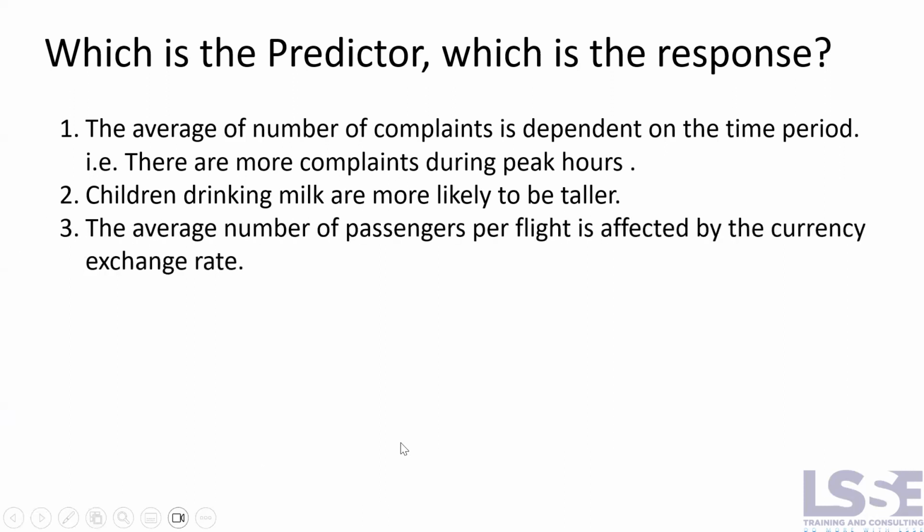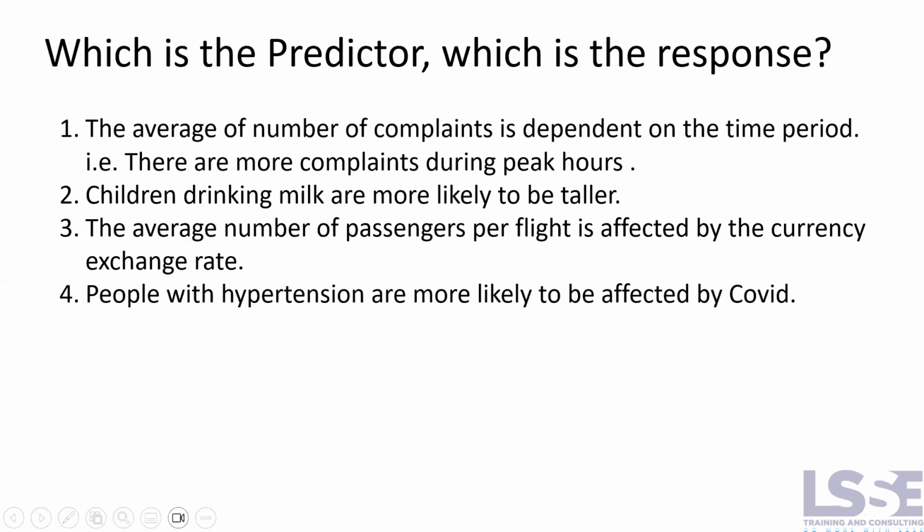Next one. The average number of passengers per flight is affected by the currency exchange rate. Okay? So in this case, your predictor here is the currency exchange rate, and your response will be the average number of passengers per flight. So it might be that if there's a good exchange rate, there is an increase in the number of passengers. And if the currency exchange rate is probably high, then it might be that passengers find it quite expensive. So it might be that the average number of passengers would go down.